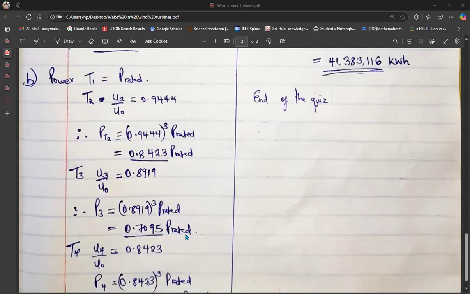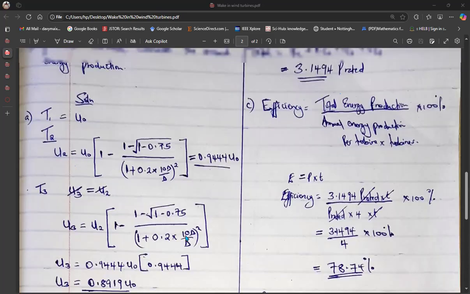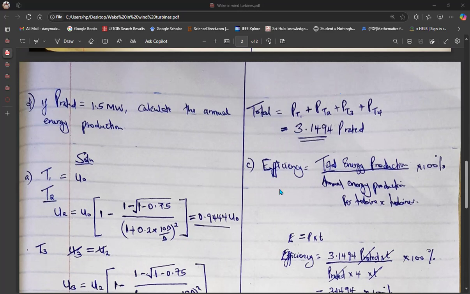But then they need us to calculate the total power. So for the total power, you just add all those. We have the power in T1, power in T2, power in T3, and power in T4, which is the power in turbine 1, and so on. So you shall get the total being 3.1494 P rated. That is the total power.